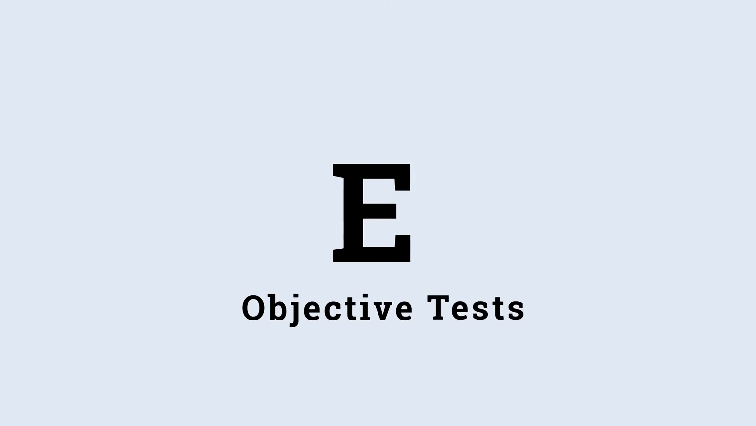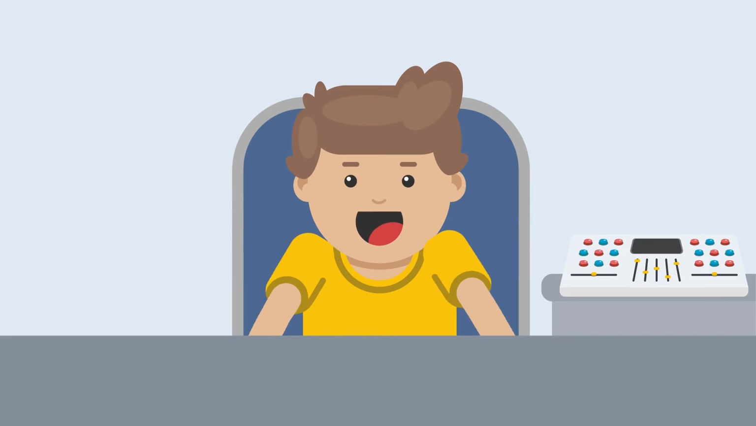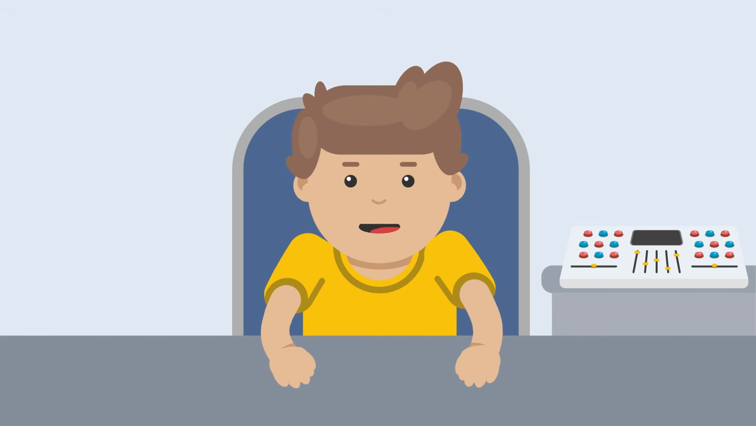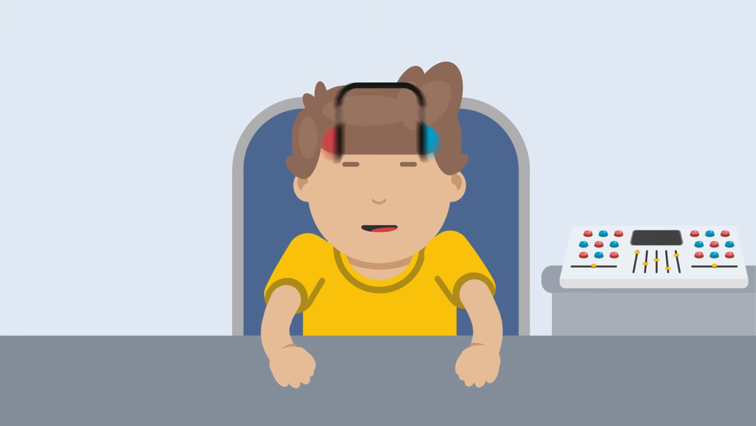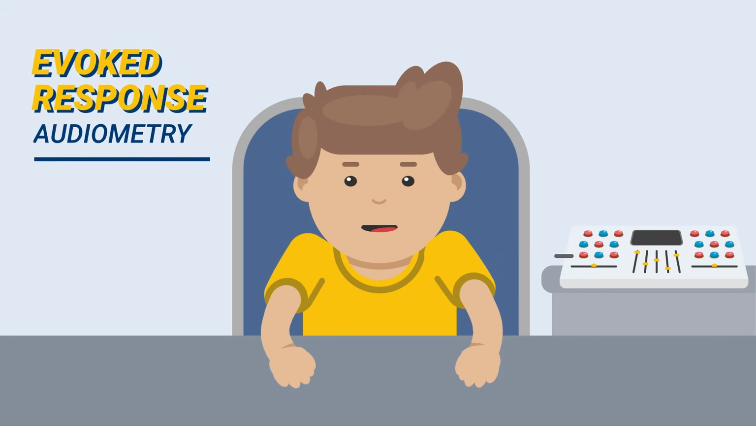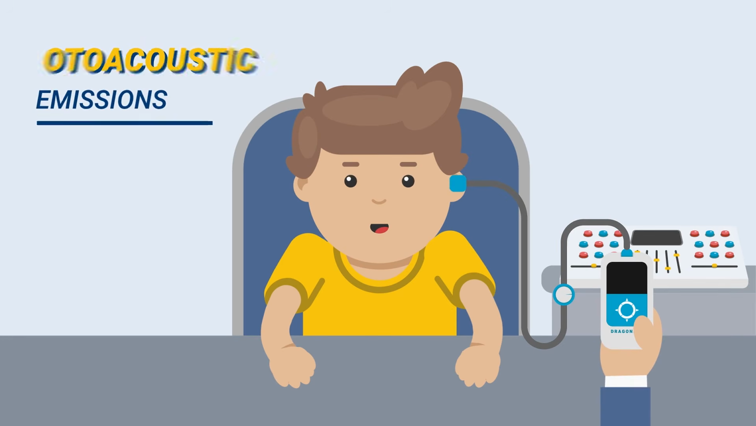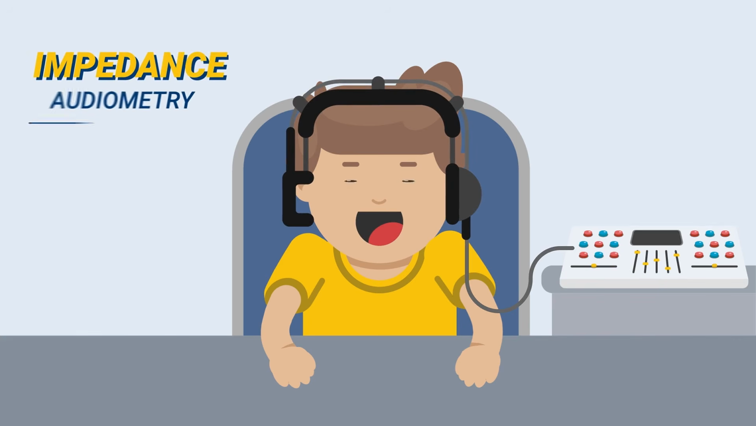E. Objective tests. These tests are ideal for hearing assessment in children as they give results without the need of cooperation of child. Names of objective tests include 1. Evoked response audiometry. 2. Otoacoustic emissions. 3. Impedance audiometry.